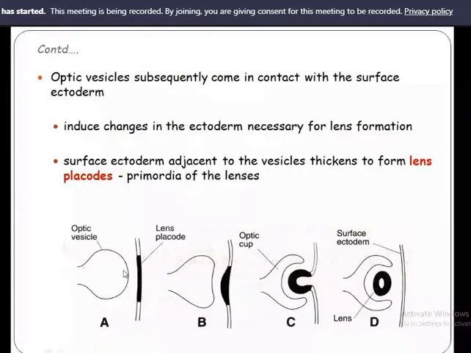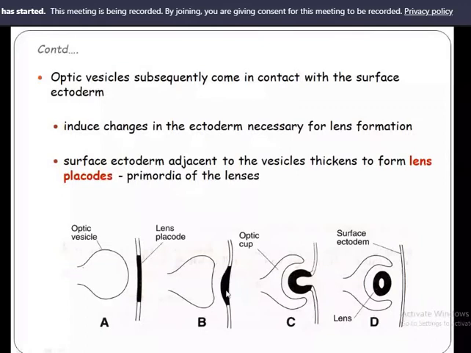Now what are those changes? The surface ectoderm, which is adjacent to the optic vesicle, will start thickening. You can see the thickening of the surface ectoderm in this part only, just adjacent to the optic vesicle. And this thickening of the surface ectoderm is known as the lens placoid. Lens placoid forms, and this lens placoid will be converted into the lens pit.